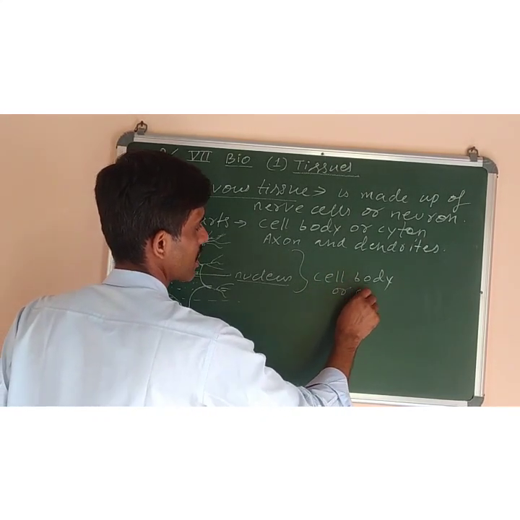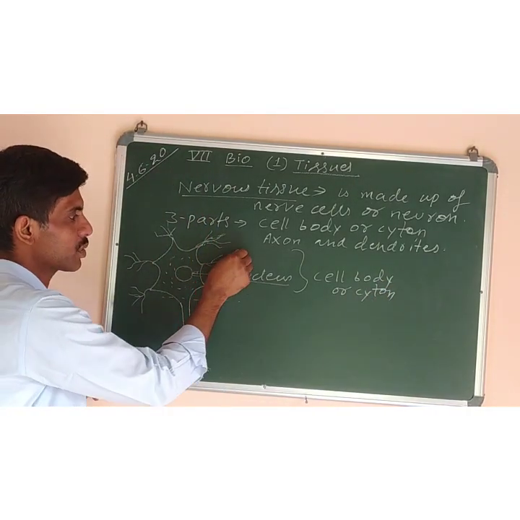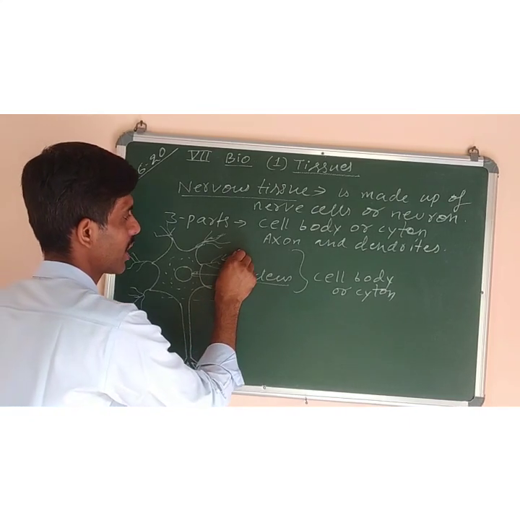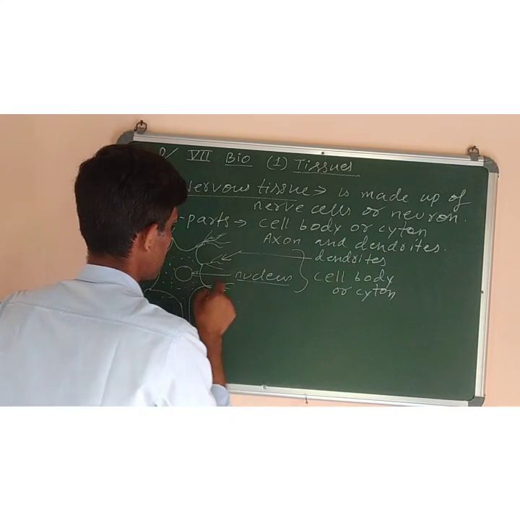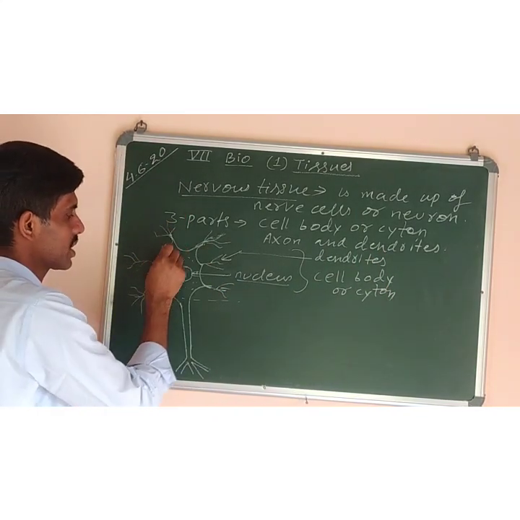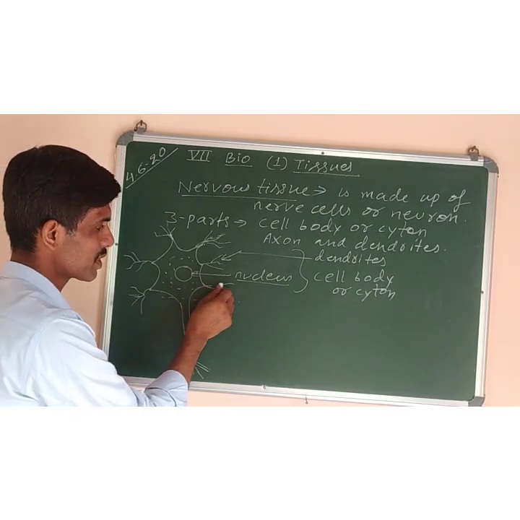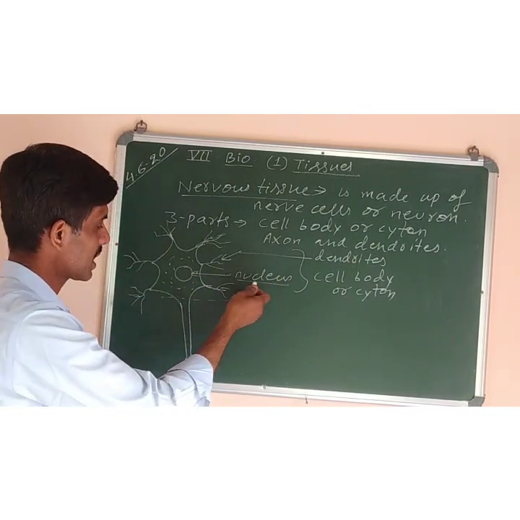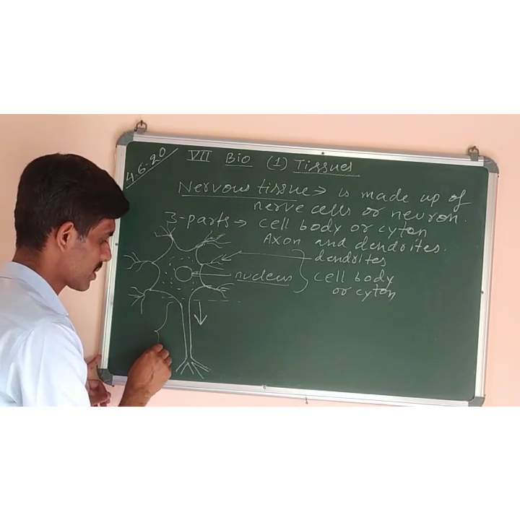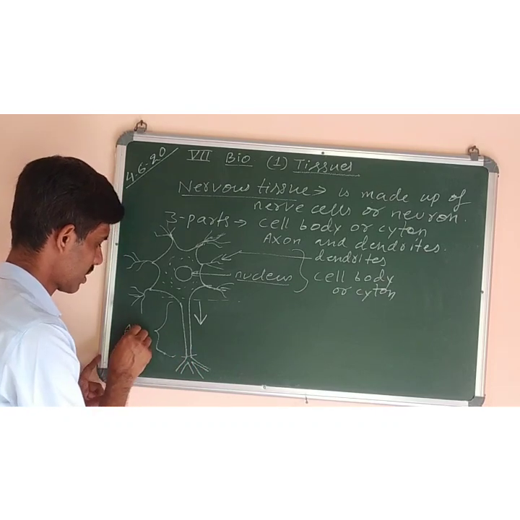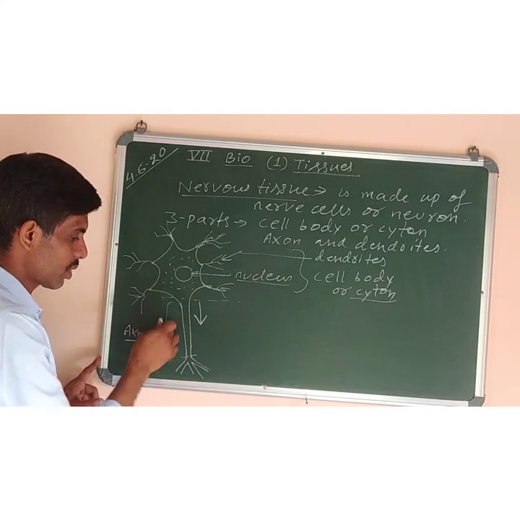What is the function of the cell body or cyton? It receives the impulses through these dendrites. Dendrites are the root-like branches which arise from the cell body only. Their function is to take the message from other nerve cells and transmit it downward to the axon. This part of the nerve cell, from here to here, is called the axon.